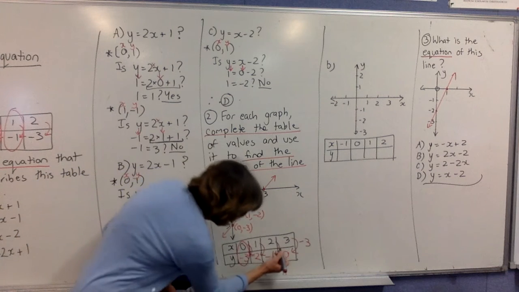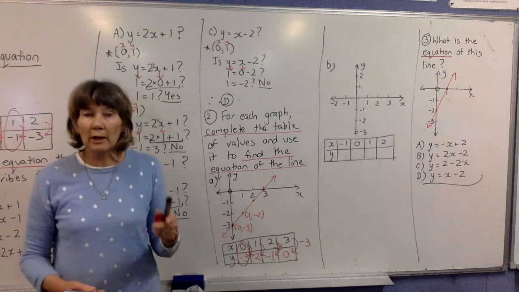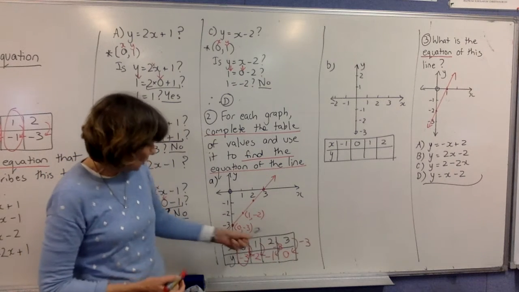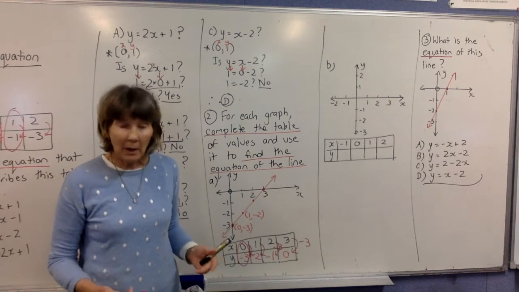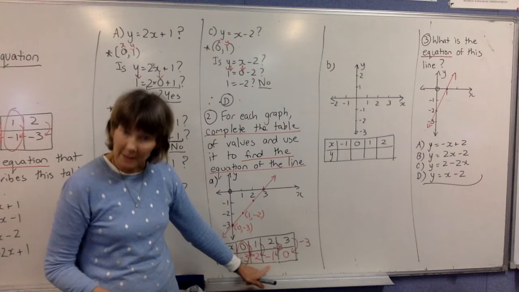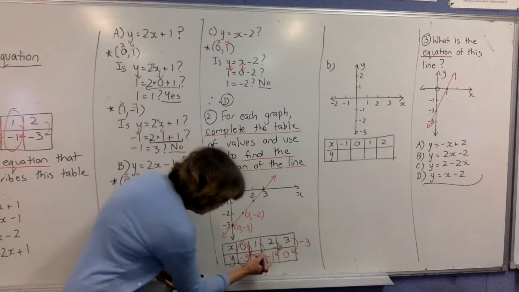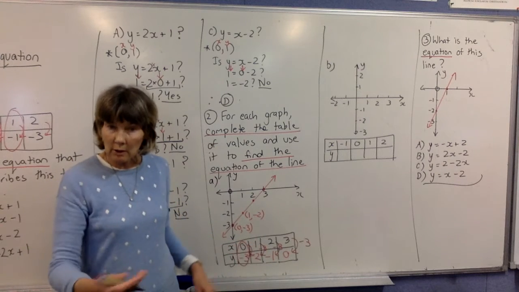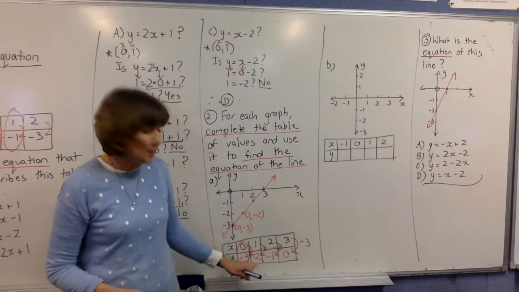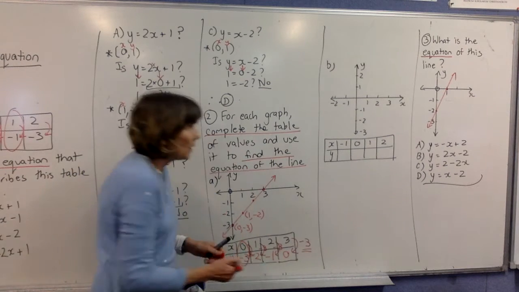2 take away 3. Does that give you -1? Check it on your calculator. Do 2 minus 3 equals. It gives you -1, doesn't it? So it does work. Let's check one more. Take away 3. 1 minus 3. Check it on your calculator. It does give you -2. So this is working. That's what's going on.